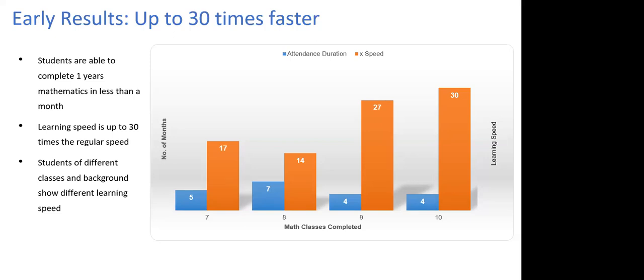How to measure student learning speed? Basically, the standard is that one class of mathematics takes 1 year. Comparatively, how much time does it take here? That comparison is with the regular learning speed, and that factor comes from that calculation.